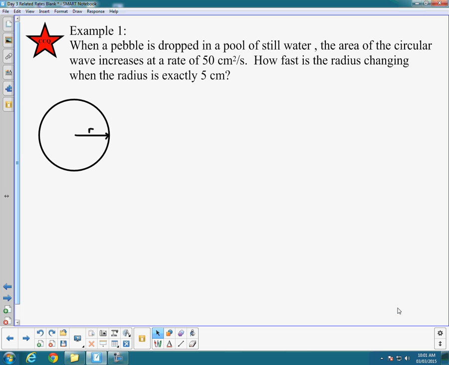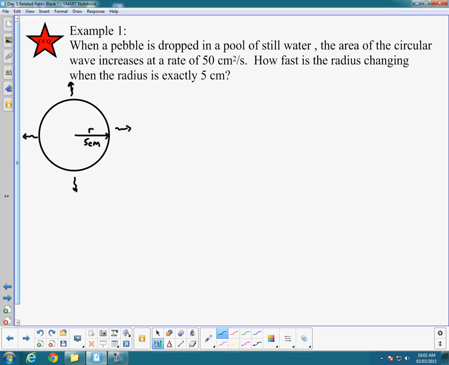So I've drawn a circle, and this is just the first wave. We saw that there are lots of waves when we drop the pebble in there, but just the first wave that comes out when the pebble is dropped in the water. So we have this, and this wave is getting bigger, right? It's getting bigger this way, this way, this way, and this way. So it's spreading out, and we know the area is increasing at a certain rate. We're curious about how fast that radius is increasing at a specific time. In this case, it's when the radius is 5 centimeters.